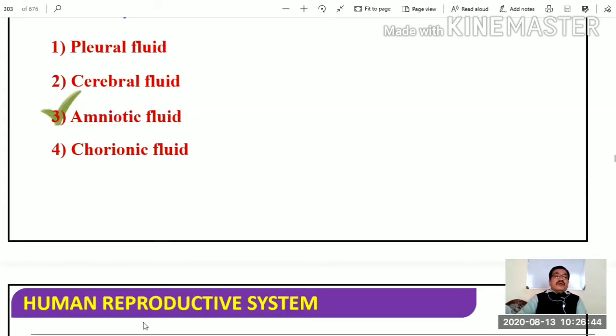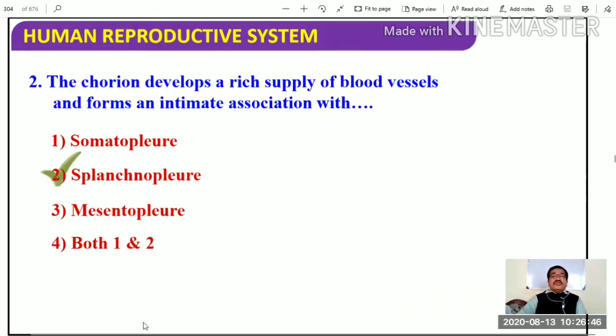Another one: the chorion develops a rich supply of blood vessels and forms an intimate association with... The options are somatopleure, splanchnopleure, mesentopleure, both A and B. So this is the correct answer: splanchnopleure.